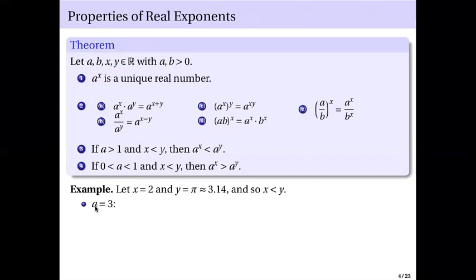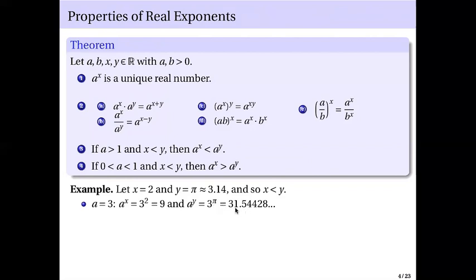Now, let's take a to be 3. 3 is greater than 1. So we are looking at bullet number 3 here. We have a greater than 1 and we have x less than y. And then we solve for a to the x. That's 3 squared, since x is equal to 2. 3 squared, that's 9. And then a to the y, that's 3 to the pi.